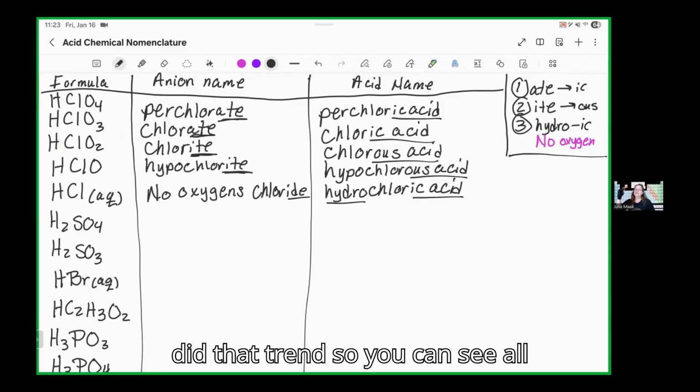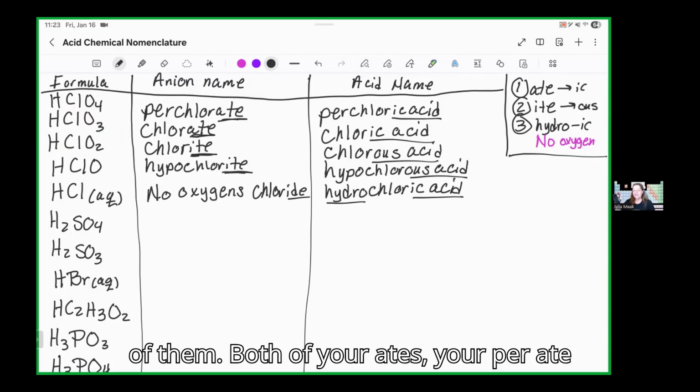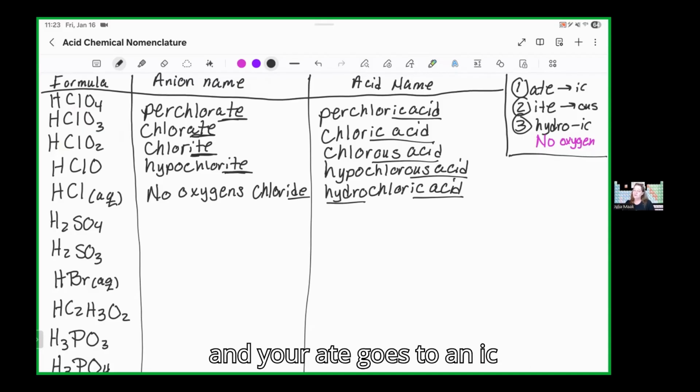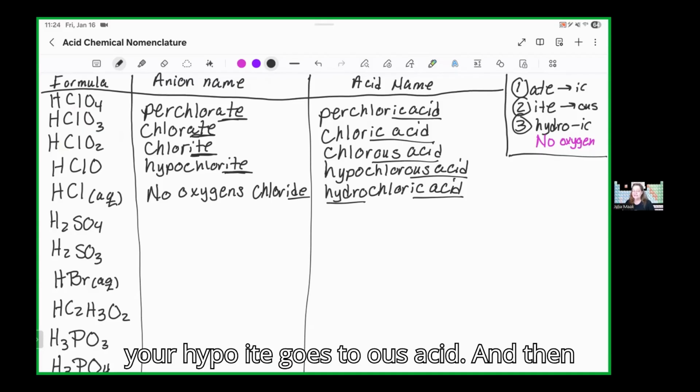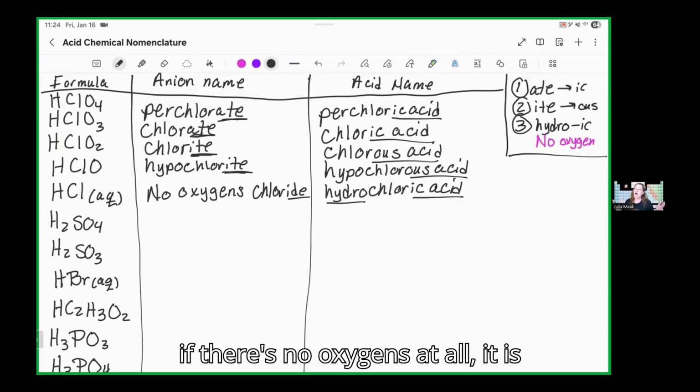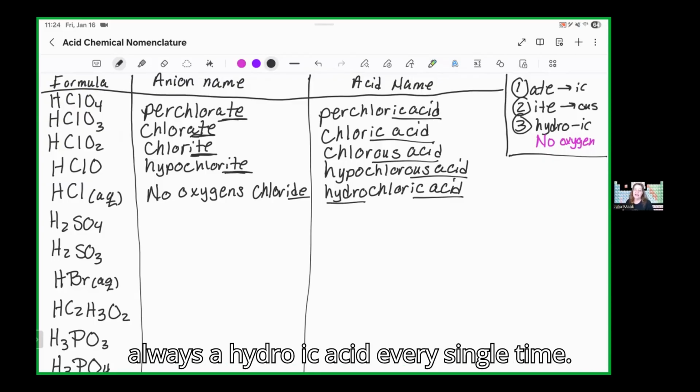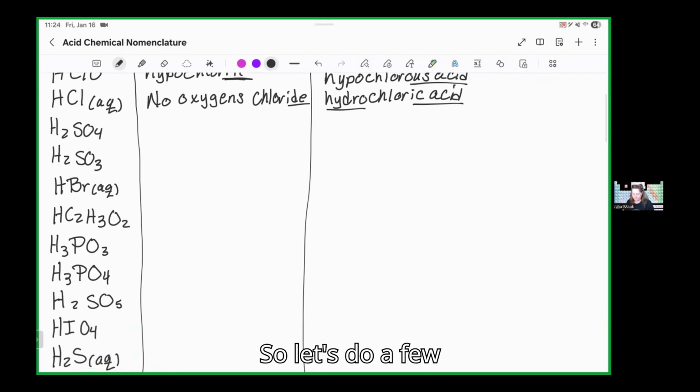Okay, so I did that trend so you can see all of them. Both of your ates, your per-ate and your ate, go to an ic acid. Both of your ites, your ite and your hypo-ite, go to ous acid. And then if there's no oxygens at all, it is always a hydro-ic acid every single time. So let's do a few more.